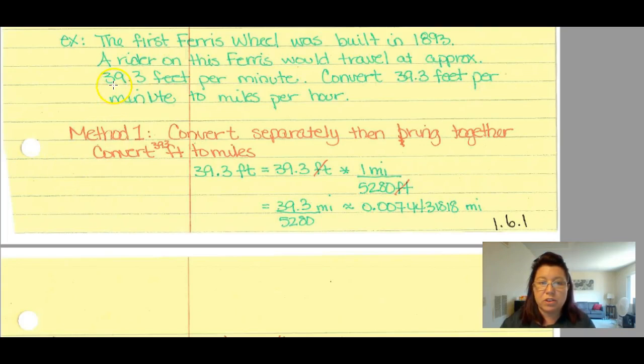So I just want to convert the 39.3 feet to what that would be in miles. So 39.3 feet to 1 mile is to 5,280 feet. The feet will cancel. I'm left with 39.3 over 5,280 miles. And the decimal approximation of that is 0.00744, and so on. That's how many miles 39.3 feet is, it's 0.007 miles.